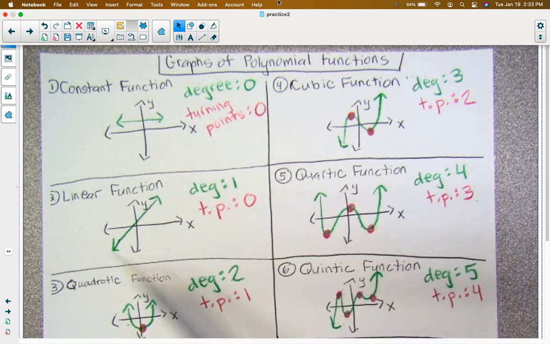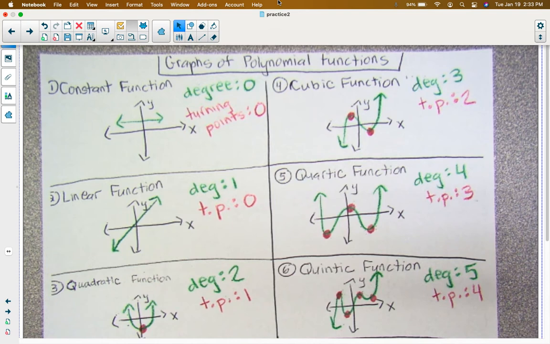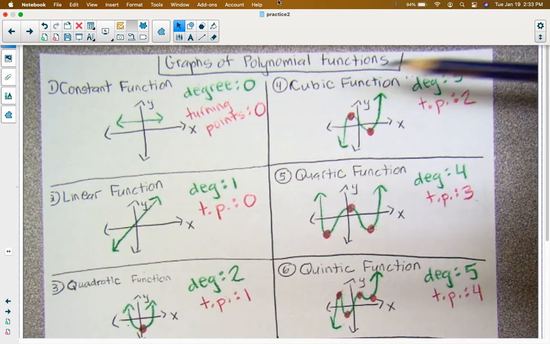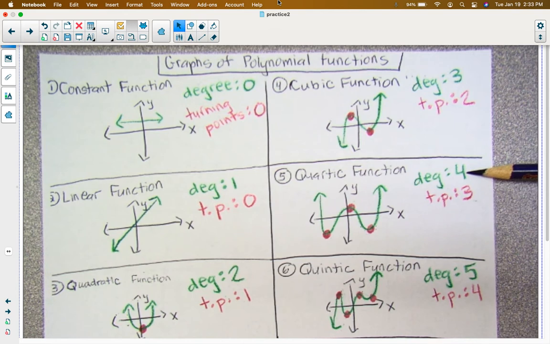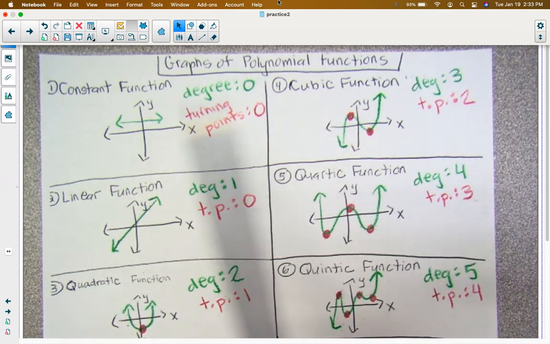So just a general summarization of what we're doing up here. Your turning points will always be 1 less than your degree. It'll be less than whatever your degree is. So if my degree for a cubic function is 3, I'll never have 4 turning points. If my degree is 4, I'll never have 7 turning points. My turning points, which are my maximums and mins, will be less than my degree. So that's a generalization that you should have from up there.